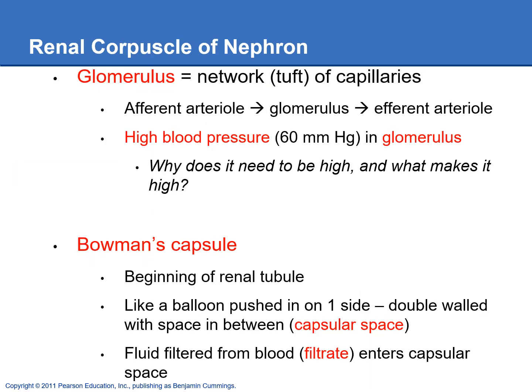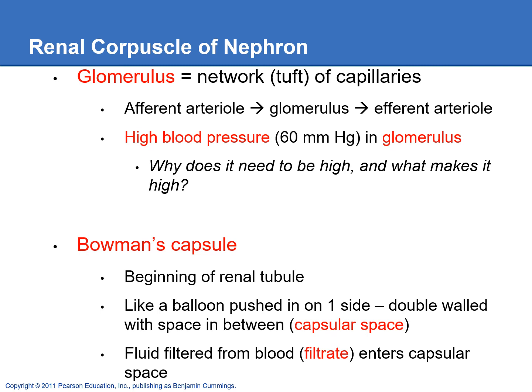Let's take a closer look at the renal corpuscle of the nephron. So the glomerulus, that capillary bed, has a very high blood pressure. It's 60 millimeters of mercury. And remember when we talked about other capillary beds, the blood pressure there was 38 millimeters of mercury, so much higher blood pressure in the glomerulus.